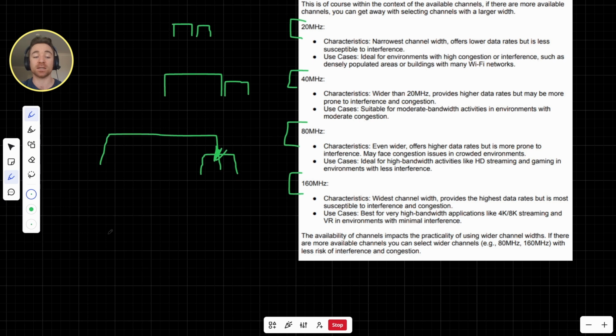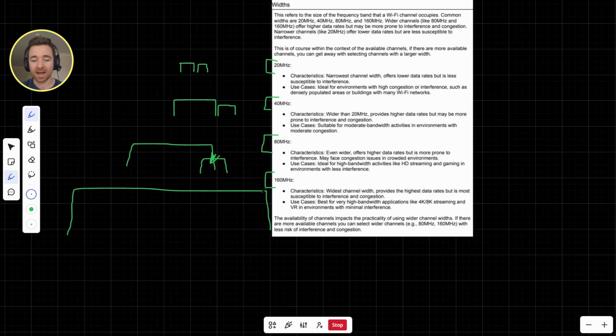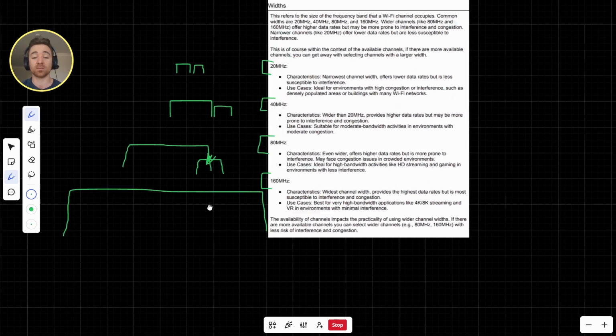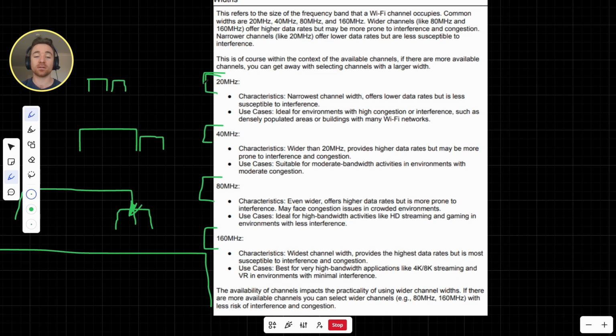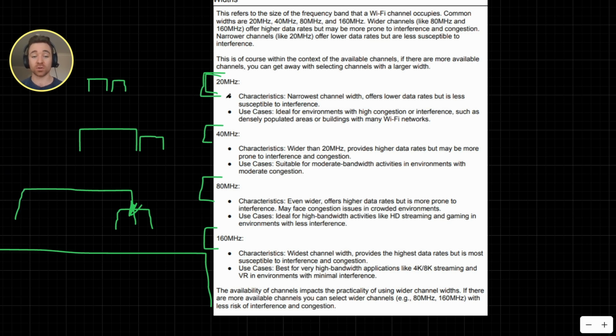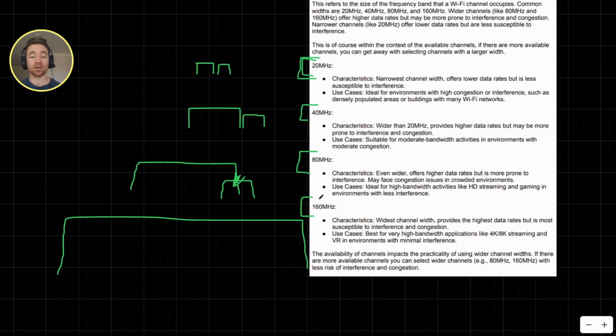And 160, if you really, really need that high rate of data transfer, then 160 would be something you want to do, but you just got to be aware that there is a higher risk of congestion because you're taking up so much more space. There's a higher risk that you might run into somebody. So the key thing is the skinnier, the lower the channel, the less likelihood of running into another one and having network issues. The higher the channel, the more data you're going to be able to transfer faster, more quickly, more efficiently.